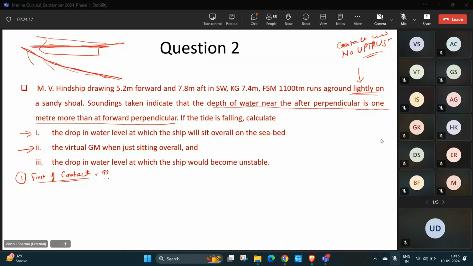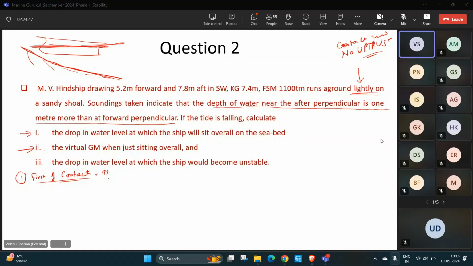Sir, in the question it says the depth of water near the perpendicular forward is down 1 meter. Whatever you have to give me, give me the complete answer. I know what the question is saying. When I asked you why you said stern is going to make contact first, the answer I got was she's trimmed by stern. Correct? Sir, also because 7.8 minus 1 meter will be 6.8, which is more than the forward draft, so the stern will touch first, sir.